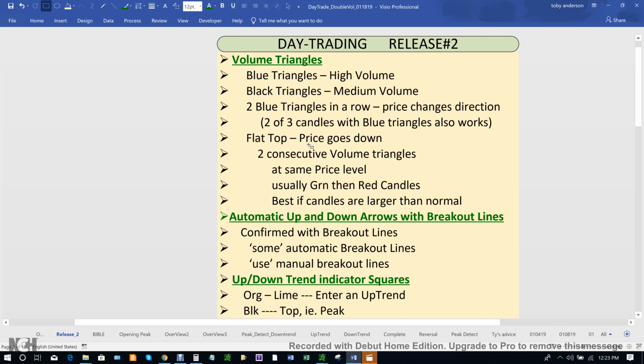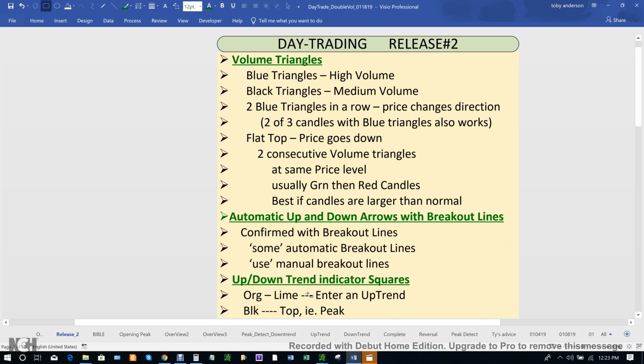So I tried to really simplify it down from release 1, and I added a whole bunch of new features. Basically what I have is the volume triangles, which I've been using for months and months and months. This is volume based trading. It's really cool. I think this is what makes this program unique from anything else. I mean, other people use volume trading, but this really has lots of features for volume trading that I don't think anybody else has.